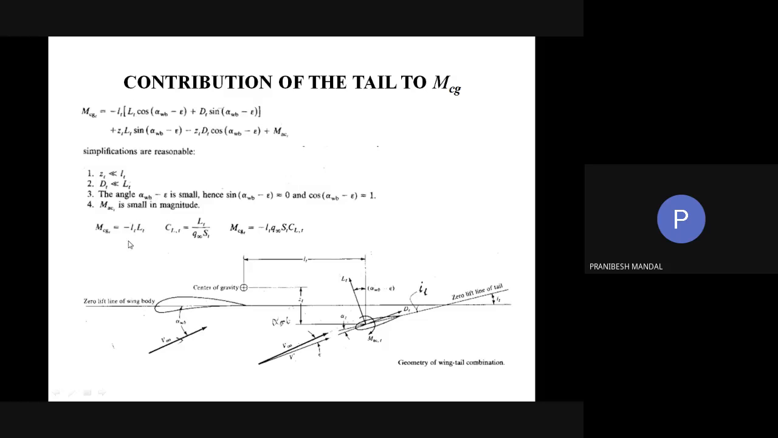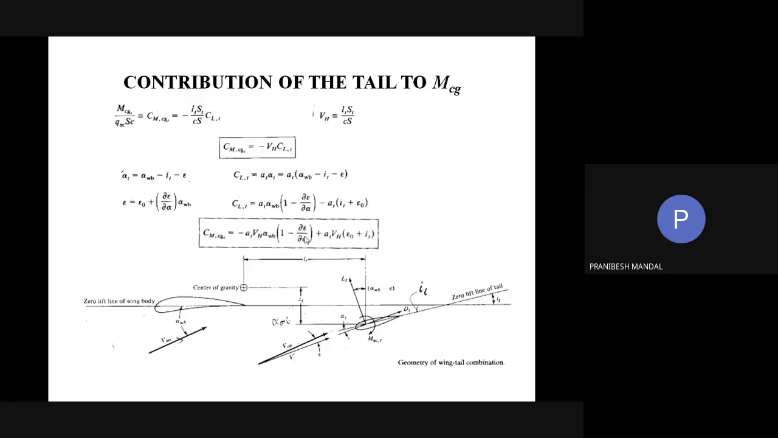So fine, we are finding out CLT, and in place of LT we put the value of CLT to get this. So is the third equation okay for you or not? I think this is very easy. Just we have put CLT Q infinity ST in place of LT. Yes, sir. Now we normalize it with respect to Q infinity SC. Those are the properties of the wing only.